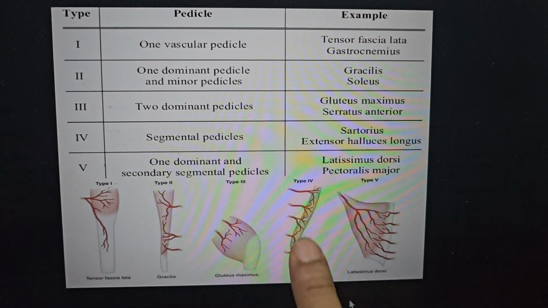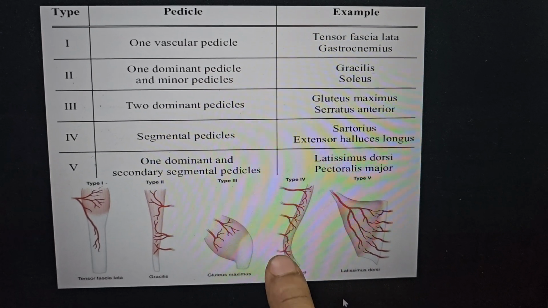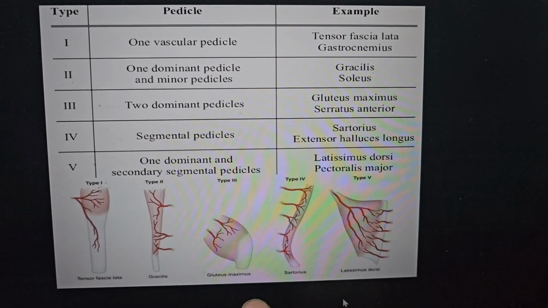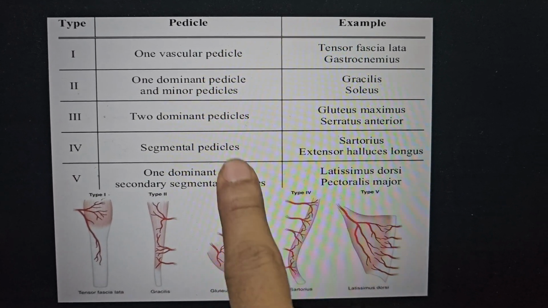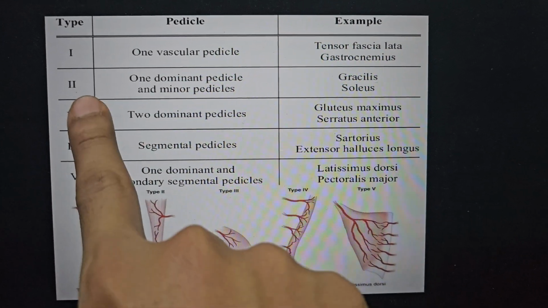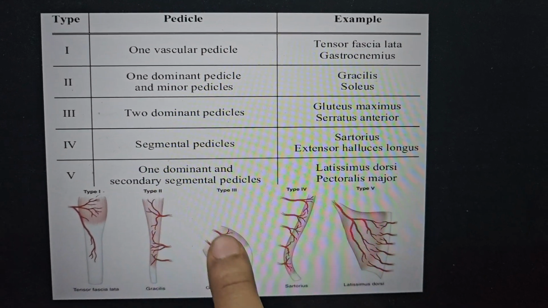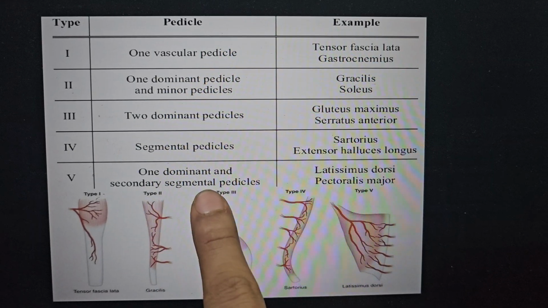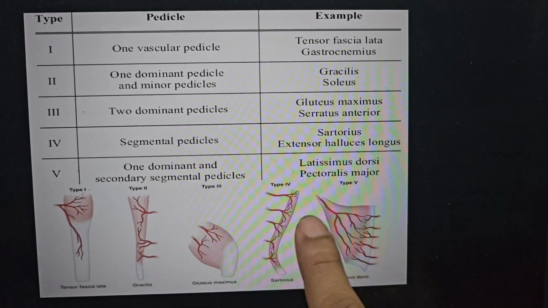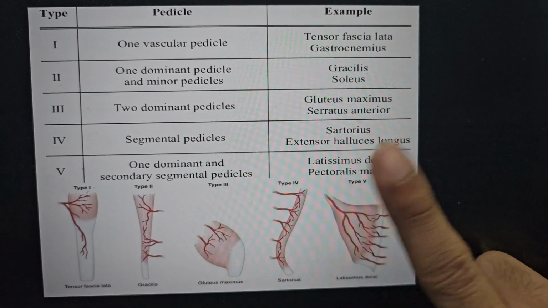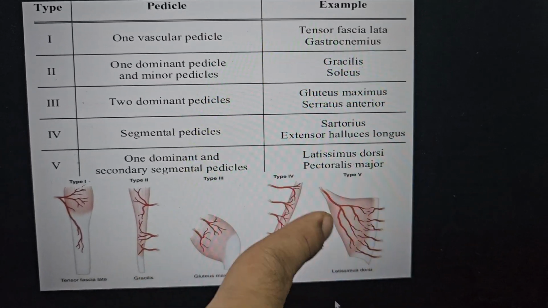And type 4 is segmental pedicle. In segmental pedicles, it's quite difficult to use these as flaps, because if we cut these, only those segments will survive or something like that. And type 5, one dominant and secondary segmental pedicles. So this is something like 2. 5 is something like 2, but then the secondary segmental pedicles are not as minor as the minor pedicles. So the flap can be sustained on these secondary segmental pedicles. So you can cut this dominant pedicle and the flap can be raised on these secondary segmental pedicles, or these can be cut and the flap can be raised on that dominant pedicle.